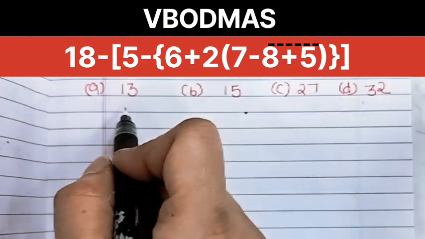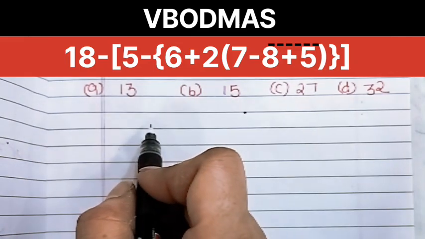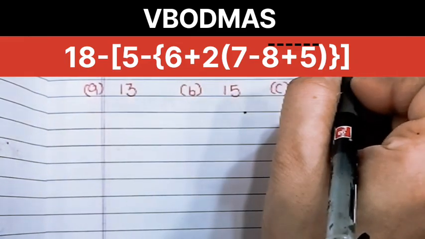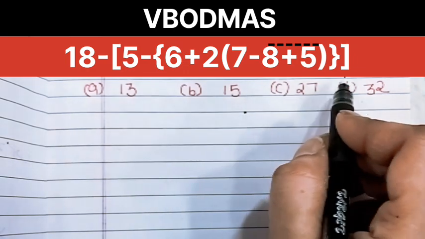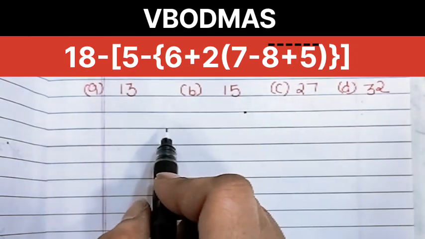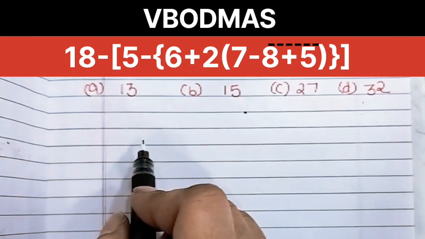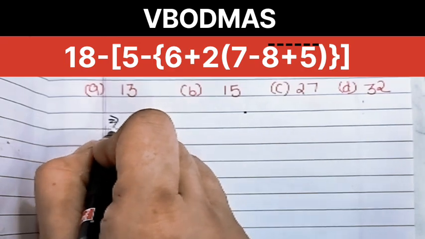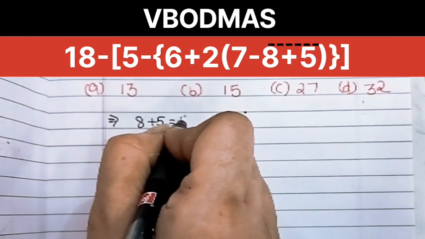First, solve for the vinculum part. You can see the bar over here. The bar is over 8 plus 5. We perform this operation first regardless of the signs around it. So first we solve 8 plus 5 equals 13.